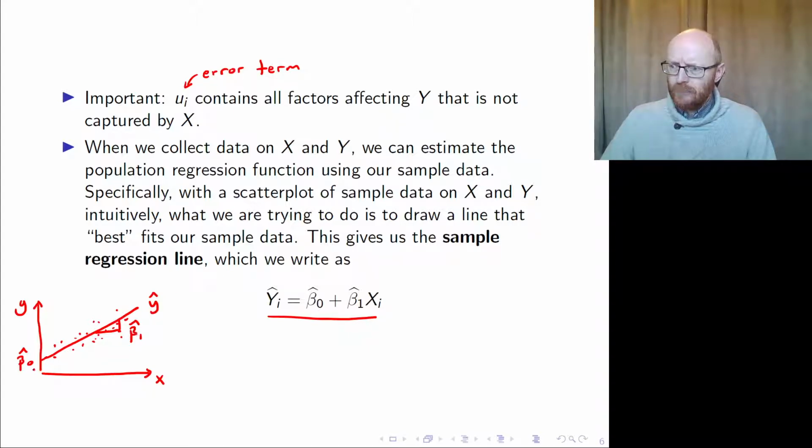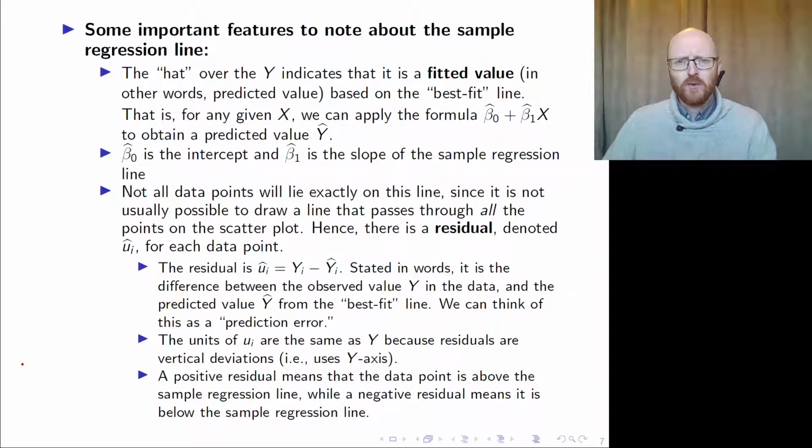These beta hats actually vary depending on which sample you are looking at. We can use that at a later time to estimate the probabilities of the values of these parameters, or these coefficients. Some important features to note about the sample regression line: the hat over the y, the y hat, indicates that it's a fitted value. So this is our prediction. It's our best prediction.